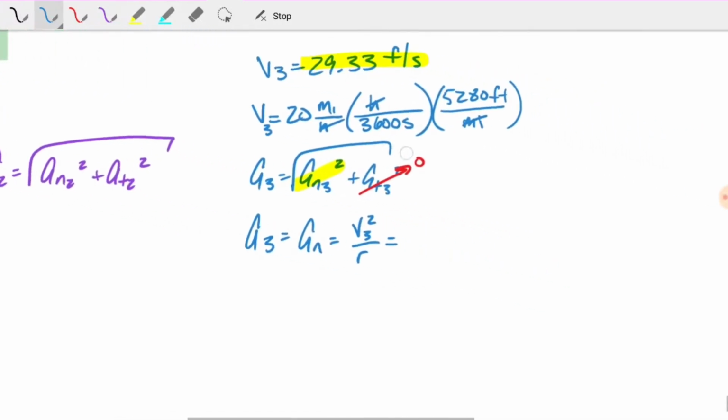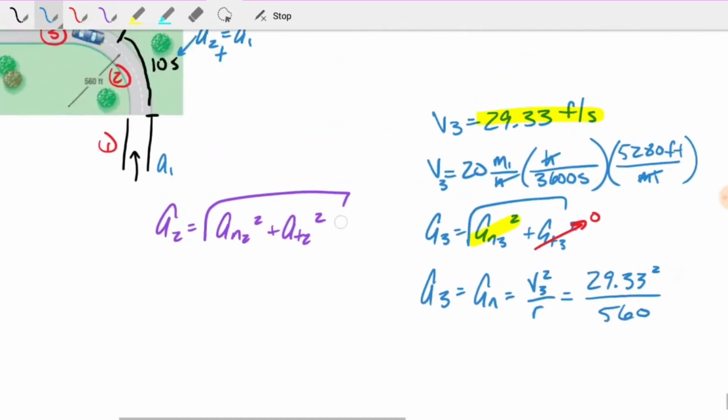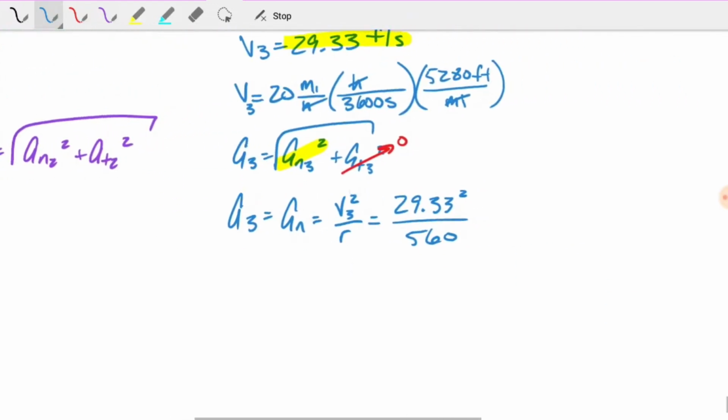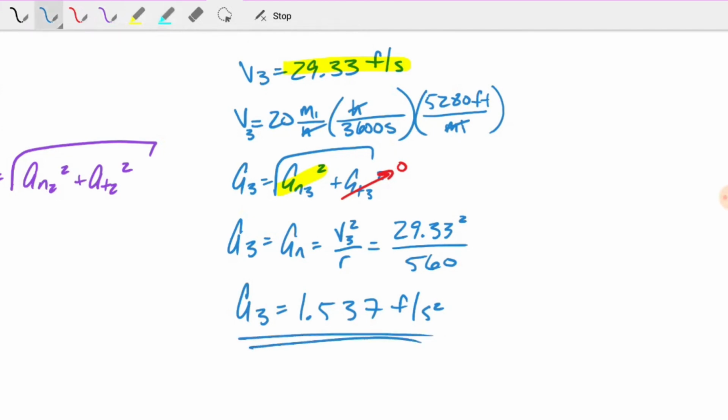29.33 squared divided by, I think they said it was 560. Let me check that really quick. Yep, 560. All right, great. So at the end of the day, A3 is going to be 1.537, and that'll be feet per second squared. All right, cool. So now I have some more information. So I think I'll just put what I know in. I'll just underline it for now. Double underline. Bam. So now I know that.